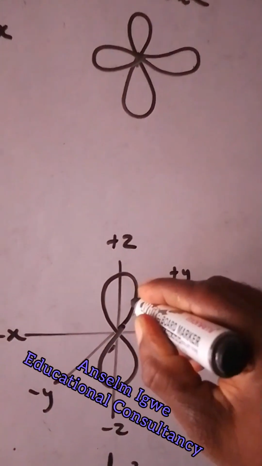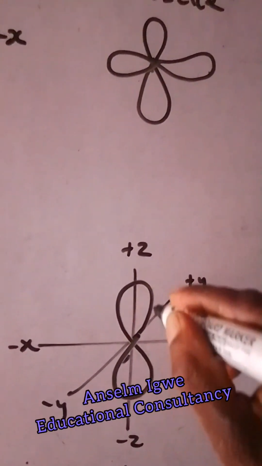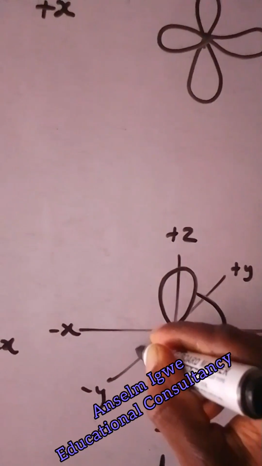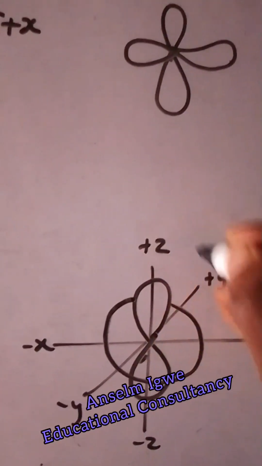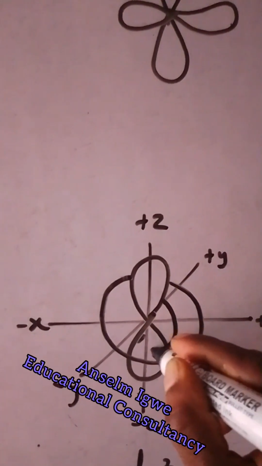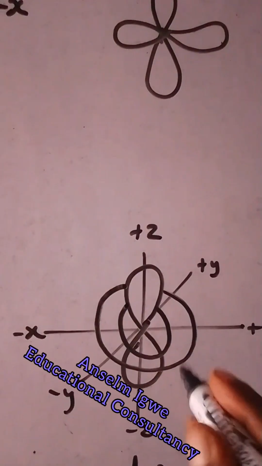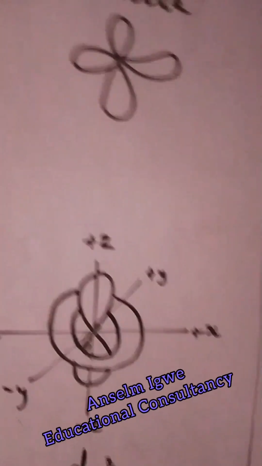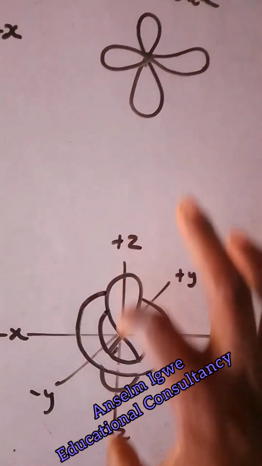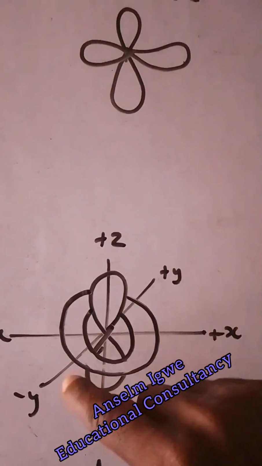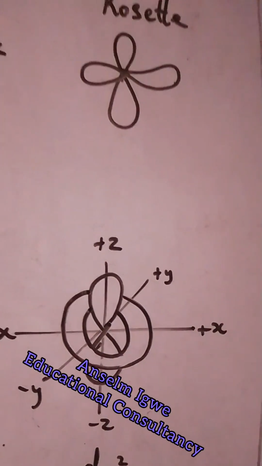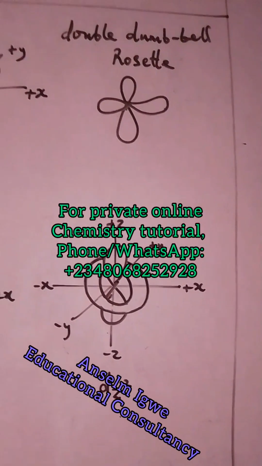What happens is that the second one will go round this z-axis. It will go round like a tube around z. You see? Remember, it's not touching the z-axis, it's not touching the first one, but it's just going round, touching the y-axis and the x-axis. And that is the shape of the dz² orbital.